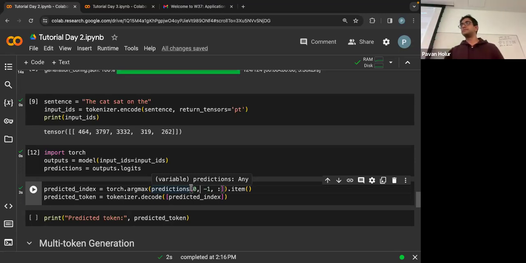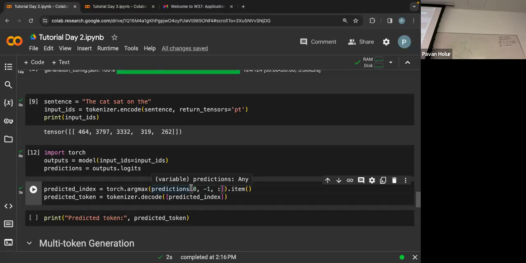So 0 is the first element, and -1 is the last token. In the mask, if you recall, our index was 3. I don't know if you remember that from yesterday. We kept seeing the 3 around.